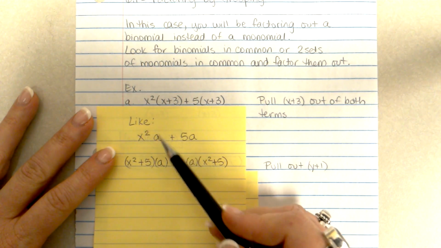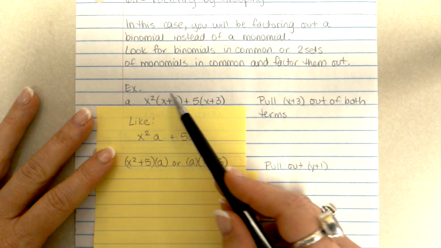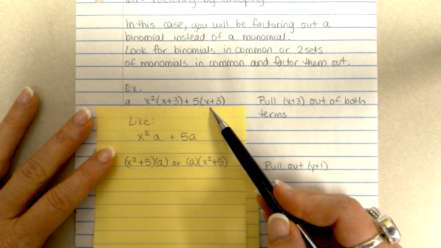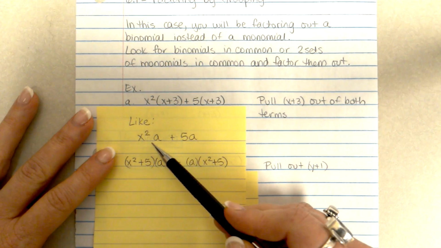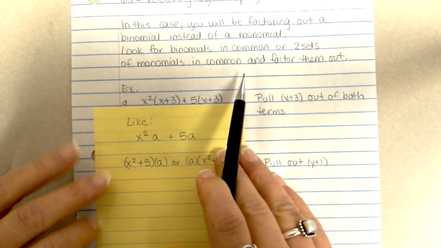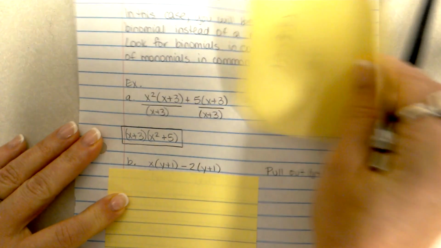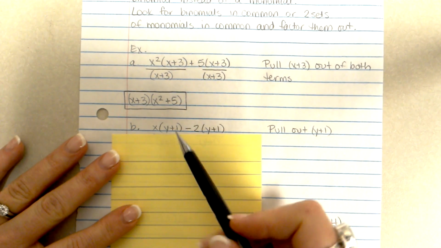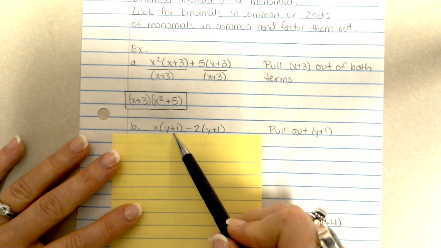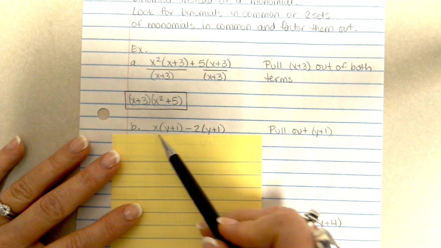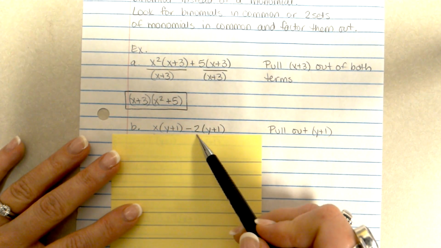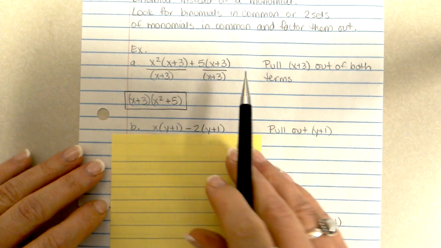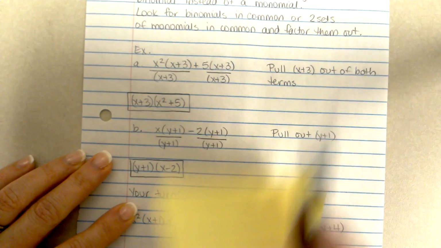So it's the same idea. The difference here is that this a that we talked about down here is just a whole binomial. So x squared times something plus 5 times something. These two somethings are the same. They're like my a's. So I can factor them out like this. Okay? So looking here, again, there's a y plus 1 in common with both of these terms because they're being multiplied, x times something minus 2 times something, and these two are the same. So I can pull the y plus 1 out and I'm getting x minus 2 left over.